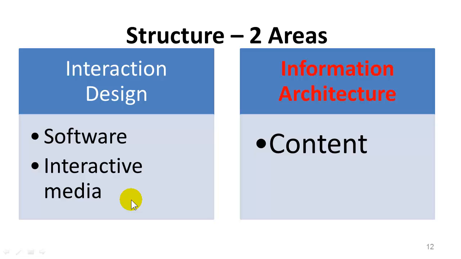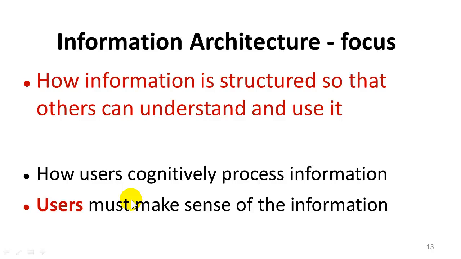All right, so back to these two areas. We looked at the interaction design. Now we're going to look at the information architecture, which is essentially looking at the content. So how is the information structured so that others can understand and use it? Who are the others? They are users. We want to make sure that the information is structured and understandable for the users. We cognitively process things, and therefore the users must make sense of the information somehow.